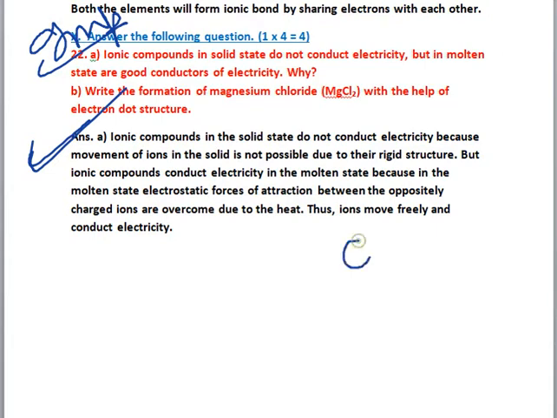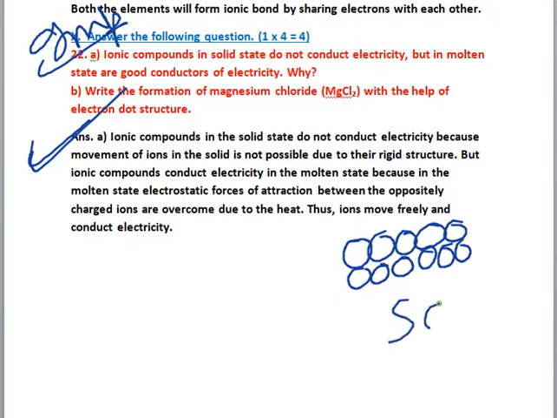You know that in solids the particles are very close to each other. They cannot move freely. In the same way, in ionic compounds also, in solid state the particles are very closely packed. Movement of ions is not possible because of their rigid structure. But ionic compounds conduct electricity in molten state because in molten state the electrostatic force of attraction between the oppositely charged ions is overcome due to the heat. Thus ions move freely and conduct electricity.